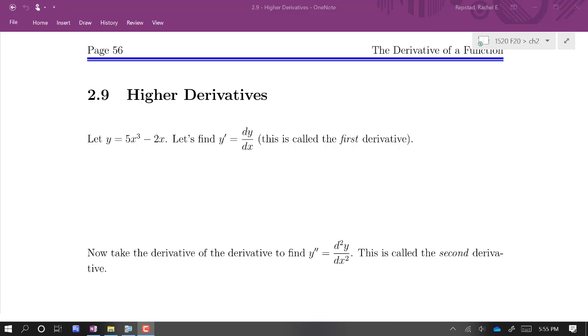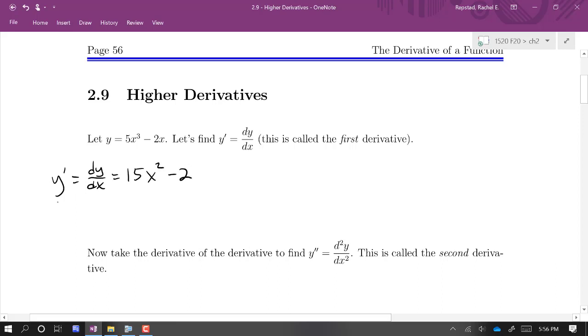All right, we're going to finish this chapter by looking at higher derivatives. And so here's a motivating exercise. Let's say we've got a nice simple polynomial function, 5x cubed minus 2x. Well, let's find y prime. We call it y prime, or we could write dy dx. And this is using the power rule. We get 15x squared minus 2.